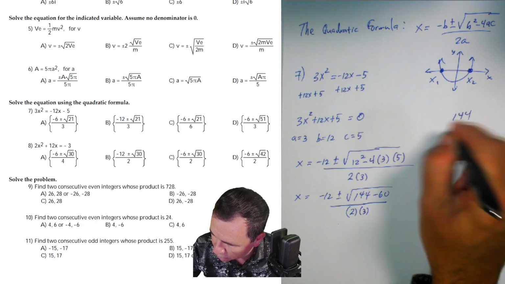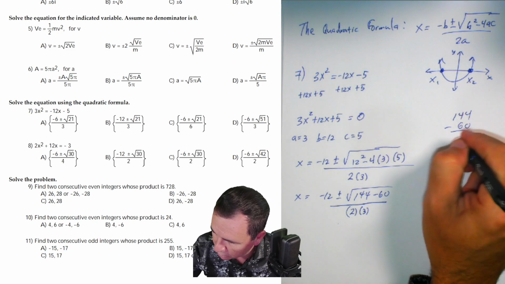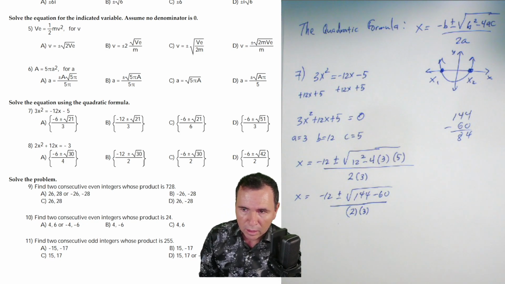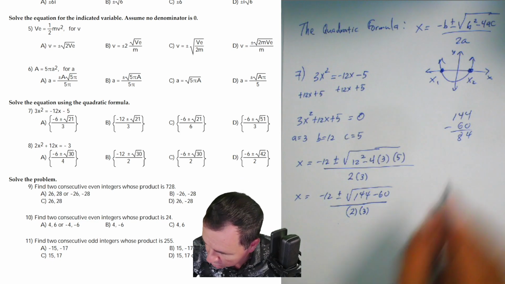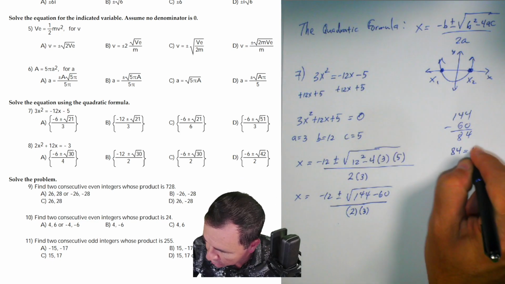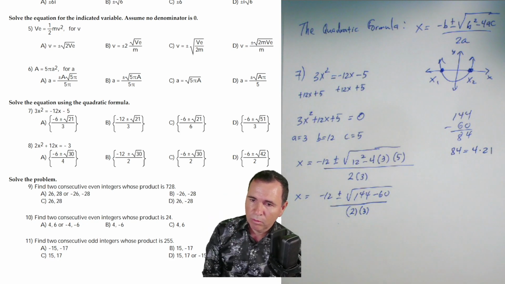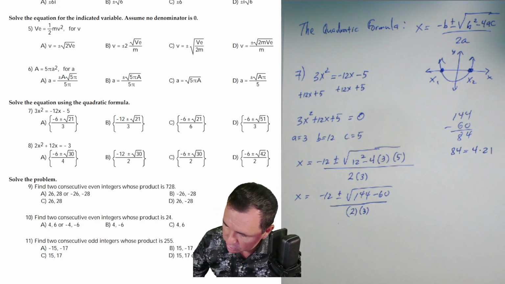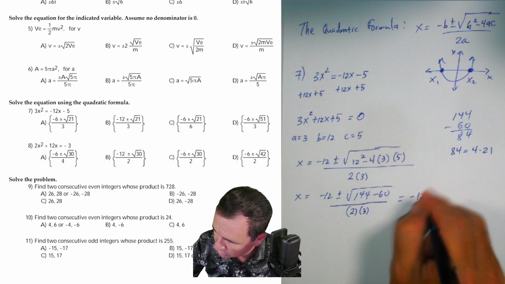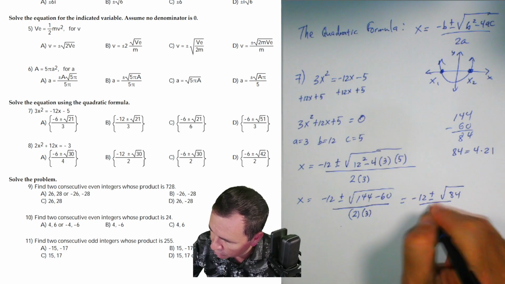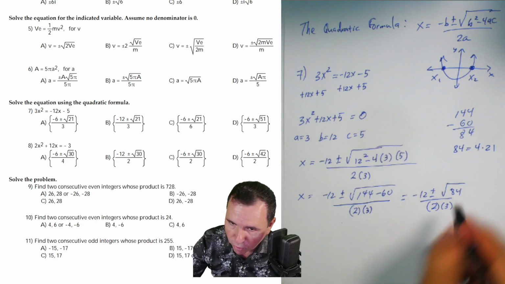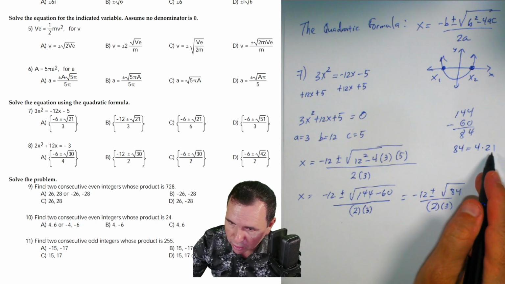144 minus 60 is 84, right? 84 happens to be 4 times 21, right? So 84 is equal to 4 times 21. You might say, but why is that important? Well, hear me out. This turns into 84, right? And we have a 2 times 3 on the bottom. And 84 is 4 times 21.